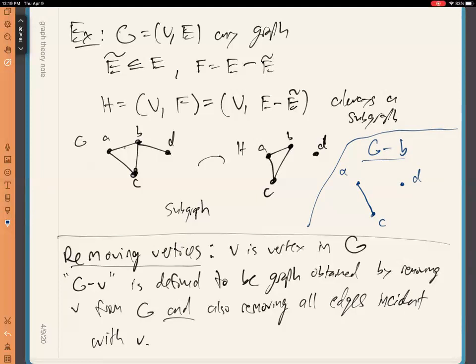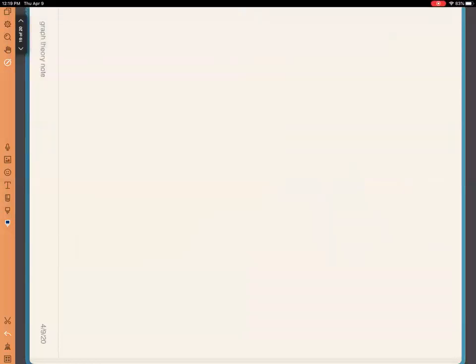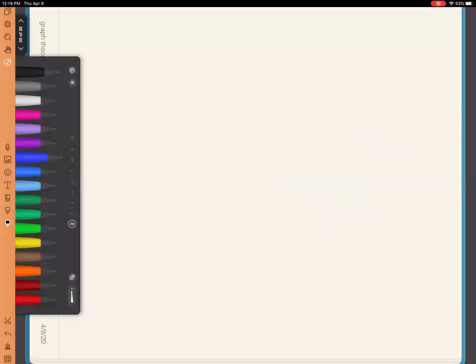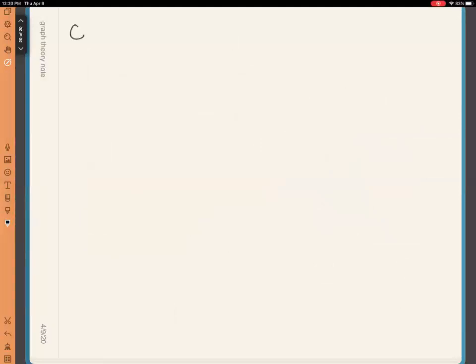Okay, and the final thing I want to talk about. So this is an introduction to subgraphs, and now I just want to talk about one operation you can do with graphs, which is taking their union, and then we'll be done for the day.